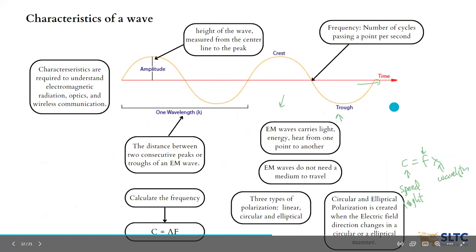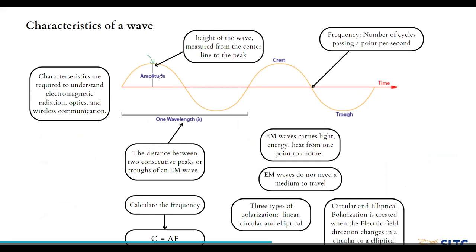Right, so you already know about the different parameters of a wave. A wave will have a certain amplitude. The distance or displacement from the baseline up to the point where we have the maximum peak, the maximum displacement, we call the amplitude.